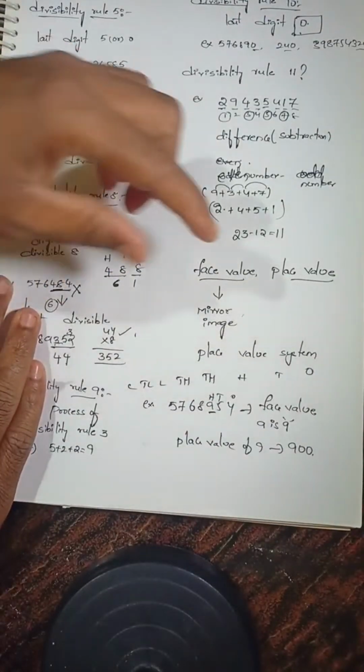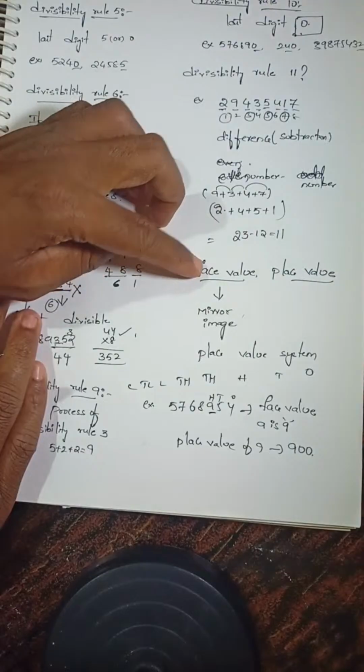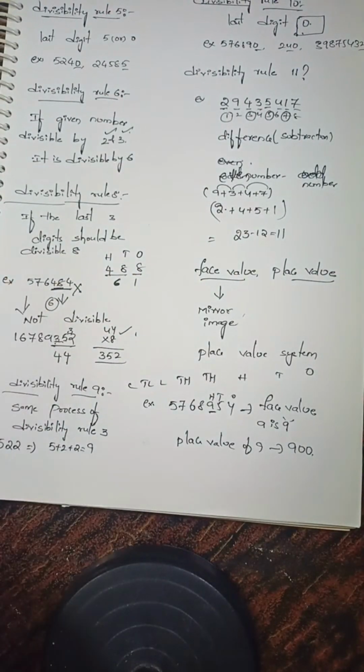Now, which is very important, students may get confused about face value and place value. Very simple. Face value is, if you are standing in front of a mirror and you see the same face, that is called face value. Face value will not change. Place value only will change due to the place. Now we are going to go for the next topic.